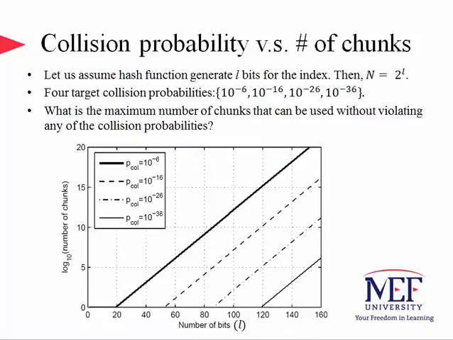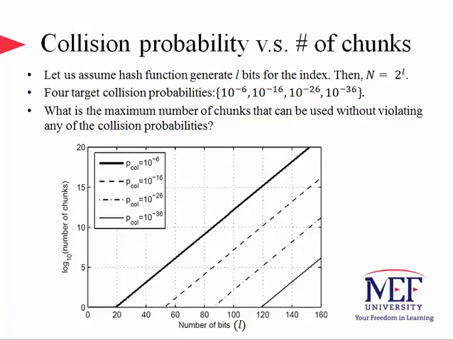By way of illustration, I'd like to give you a real-world example where you have a target collision probability, say 10 to the minus 6. Then we can use the formula derived earlier to find the maximum number of chunks that can be used without violating the target collision probability. We plot the results where the x-axis shows the number of bits used to identify indexes. In other words, if we use L bits, then n equals 2 to the L.